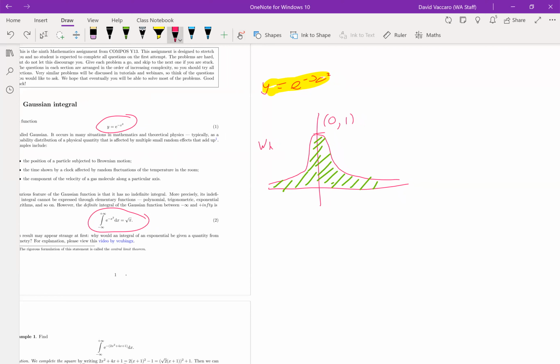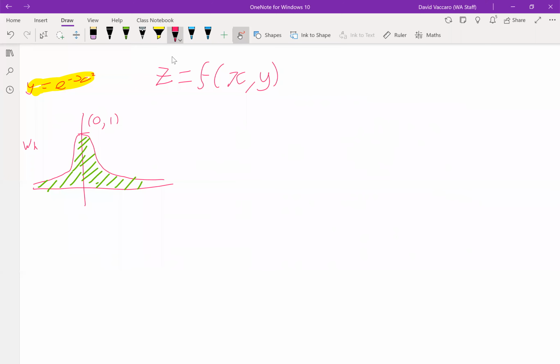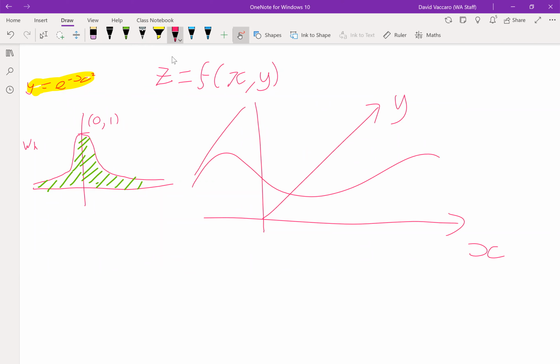a function of two variables, x and y, and we consider that to be the height z. So my height z is a function of x and y. So this is going to be a three-dimensional object. Okay, so this is my x-axis. This is my y-axis, and then we have some surface.